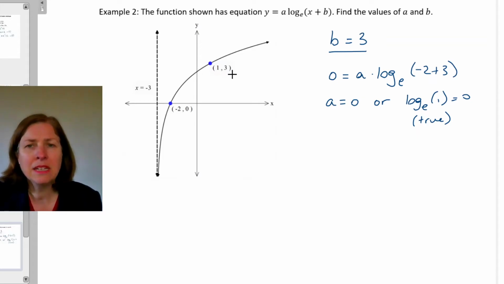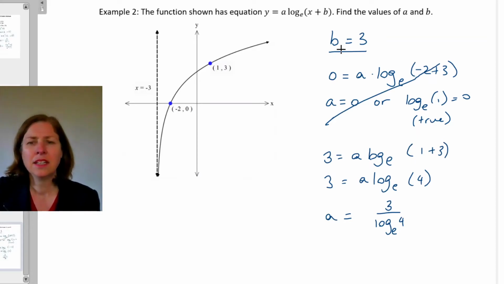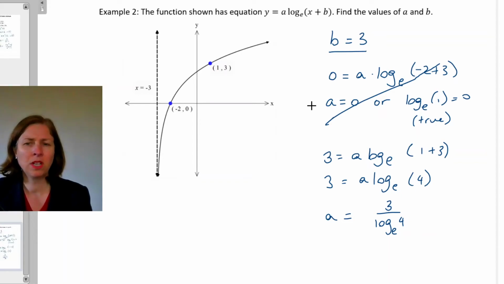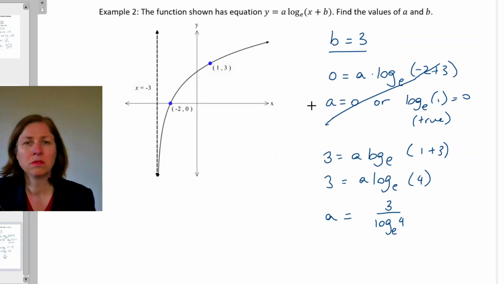at 1, 3. And so I'm going to substitute in now x is 1 and y is 3. So let's have a look at that. So cross that off. That's no good to me. Now I've got y is 3 and x is 1, which gives me 3 equals a log base e of 1 plus 3, which is 3 equals a log base e of 4, giving me a equals 3 over log base e of 4. And that's the answer.